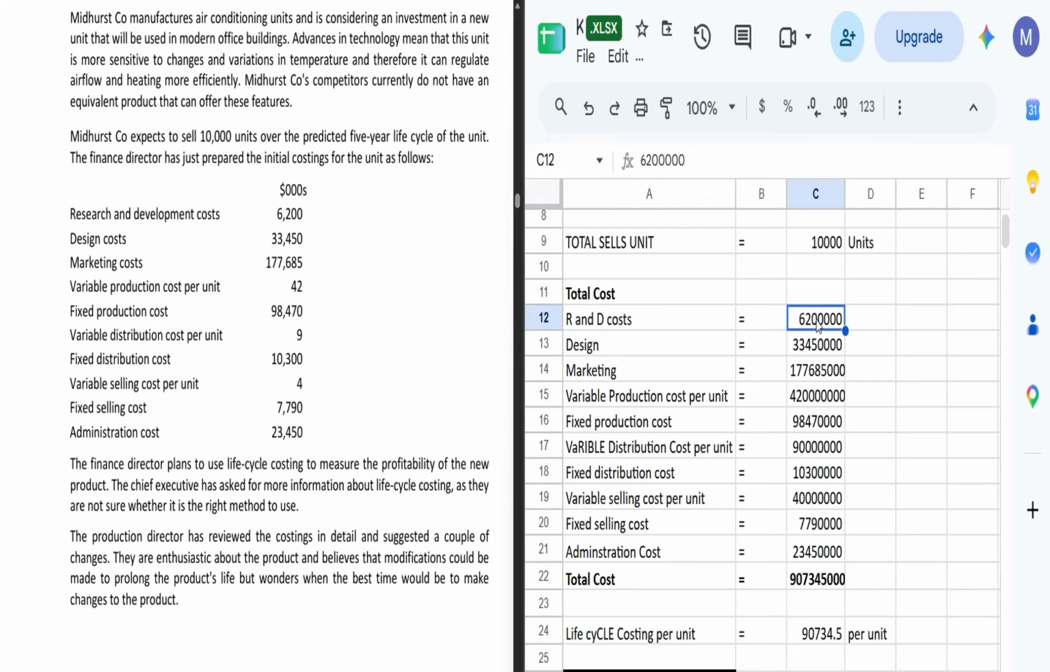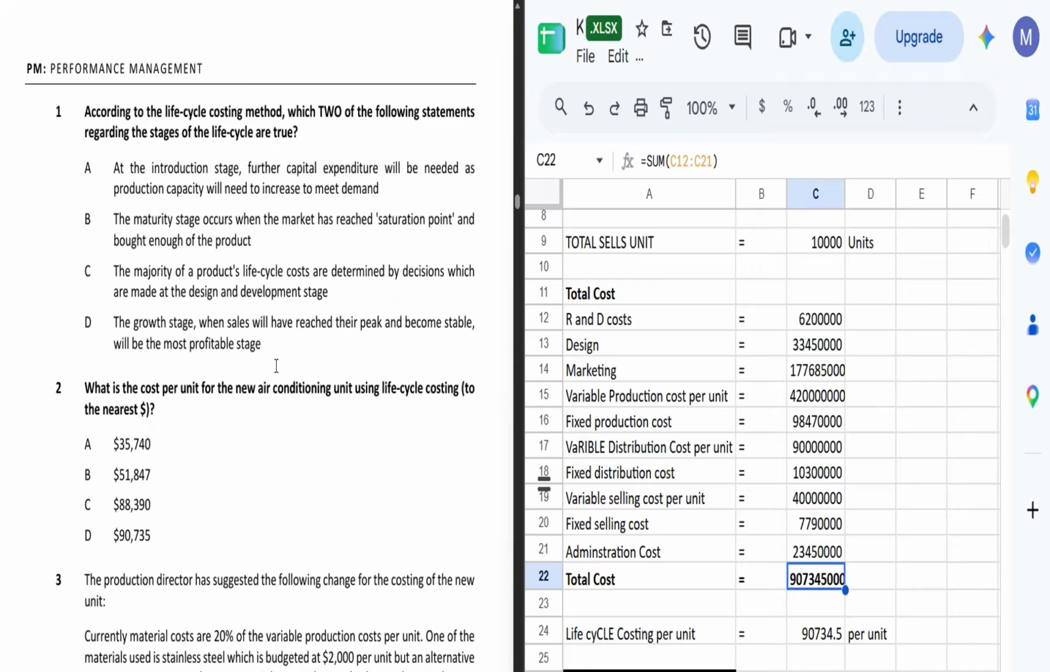And also they have told us that they expect to sell 10,000 units over the product life cycle. So I have just taken the R&D cost, because they have taken 30 in common. Regarding the variable cost, they have given it per unit for the 10,000, 42 into 10,000, and again 30 in common I have taken here. By adding all these, we will get the total cost, and I will divide this by 10,000 units because the question asks to calculate cost per unit.